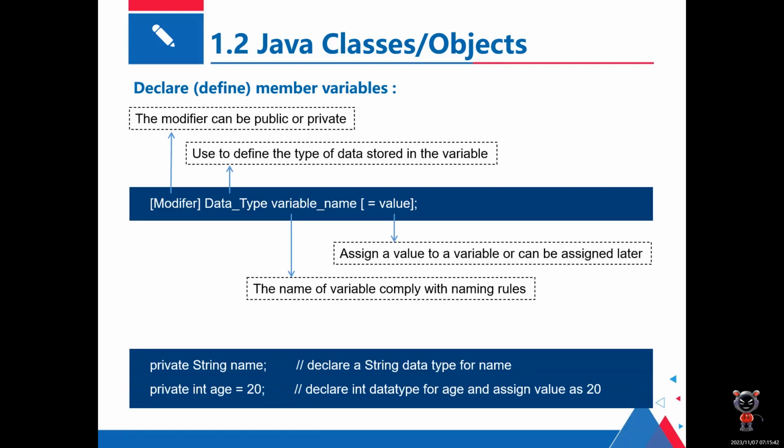So using the person example, we can say each person has a name and has an age. So private string name means that the data type of the variable name is string, and the variable is private, so it cannot be accessed outside the class. Similarly, we have age. Age can only be an integer number, so the data type of the age variable is integer, and the value we assign in this example is 20.